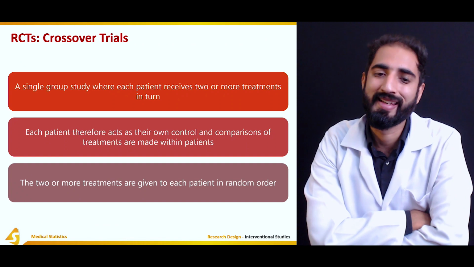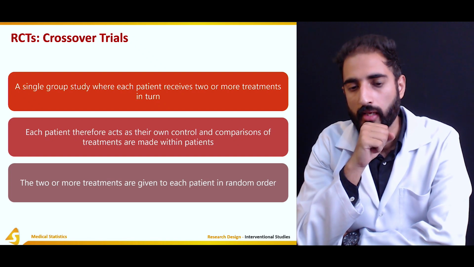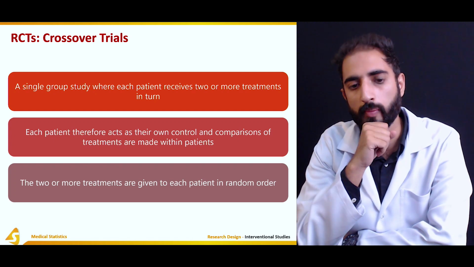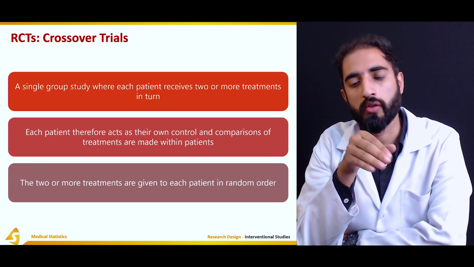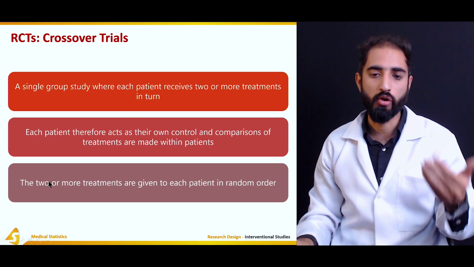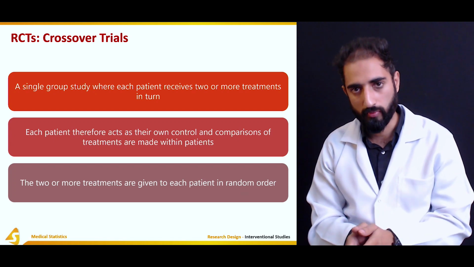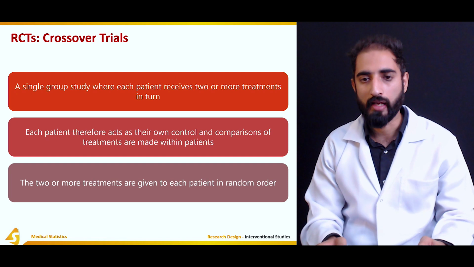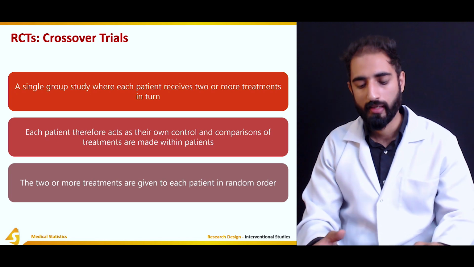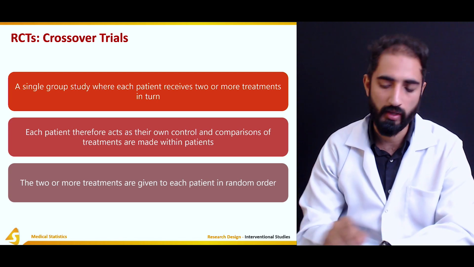The crossover trial, on the other hand, is a single group study where each patient receives 2 or more treatments in turn. Initially, each patient is either put into the control or the experimental group, and each patient therefore acts as their own control, and comparison of treatments is made within patients. So the 2 or more treatments are given to each patient in random order. The patients are divided, some go into interventional, some go into control. They receive that treatment, and then after some time, to minimize the effects of carryover, they change groups and receive the opposite intervention, and then once again the outcome is evaluated.